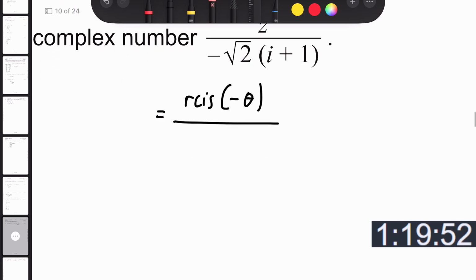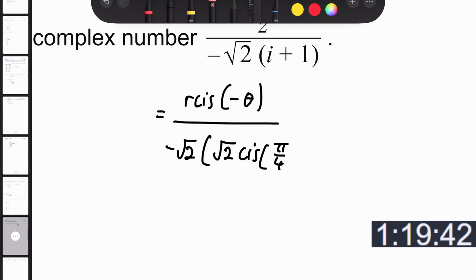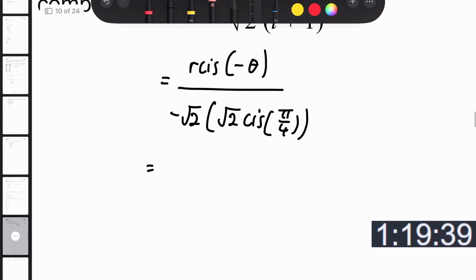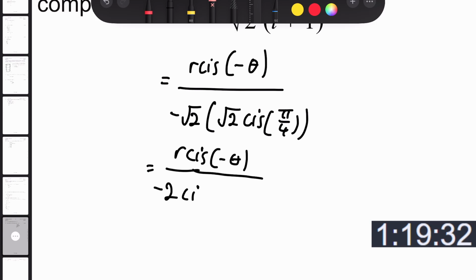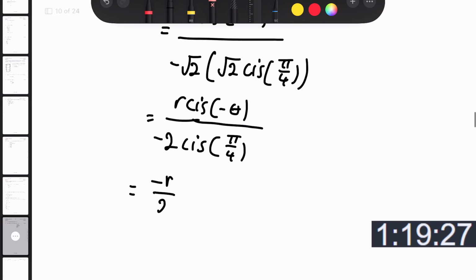Negative theta all on negative 2, negative square root of 2 times square root of 2 cis of pi on 4. So I'm just going to be r on negative 2, negative pi on cis of pi on 4. So it's going to be negative r on 2 cis of pi on 4 minus theta. Wait, no. Of negative theta minus pi on 4.